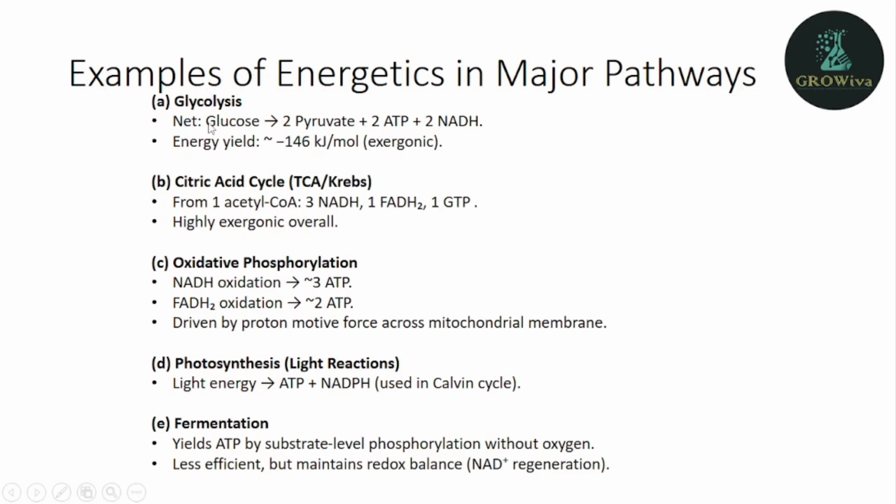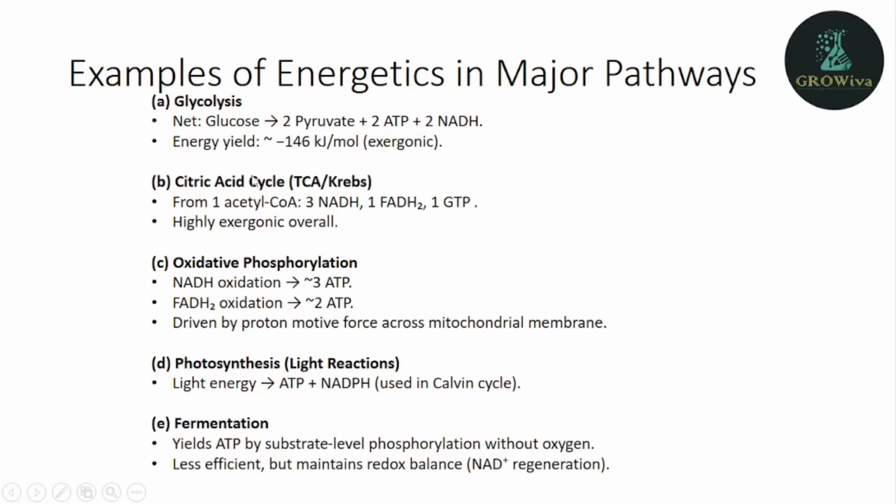So what is the net energy gain? From our glucose, 2 pyruvate are formed, which gives us 2 ATP and 2 NADH molecules. The total energy yield is approximately minus 146 kilojoules per mole, which is an exergonic reaction.